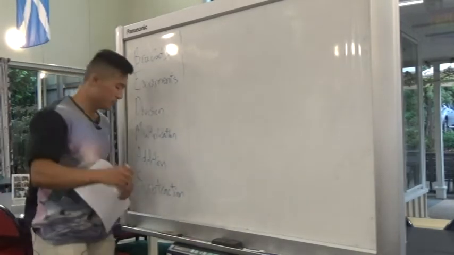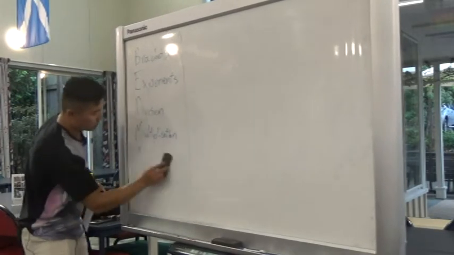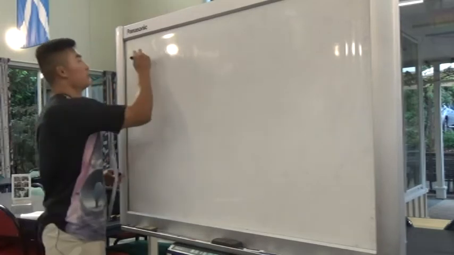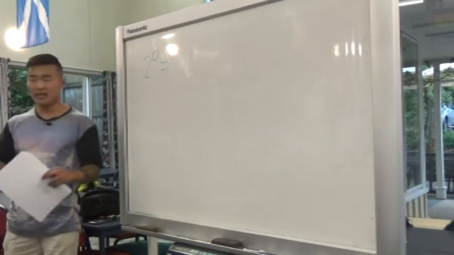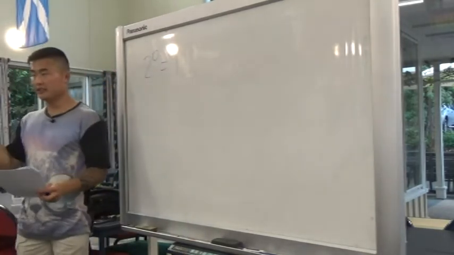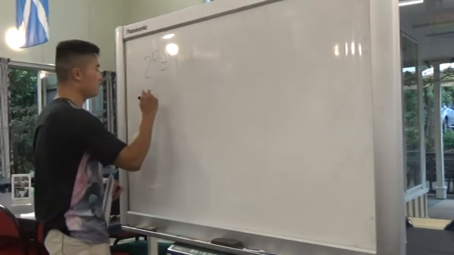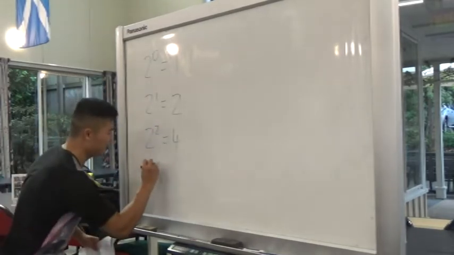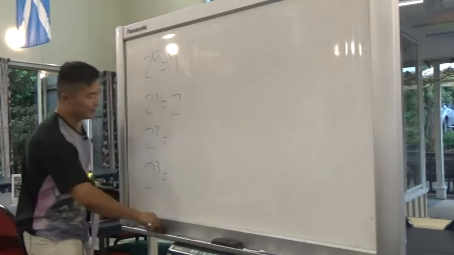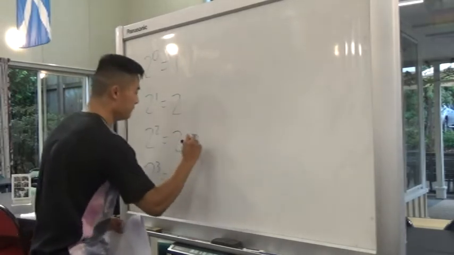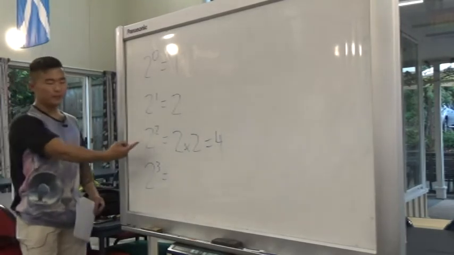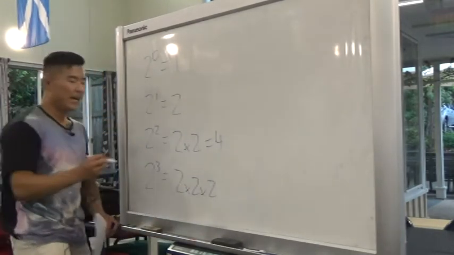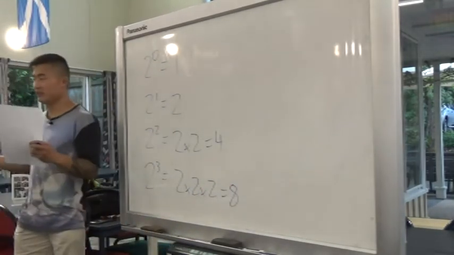So what's 2 to the power of 0? That's just 1, right? So anything to the power of 0 is just going to be 1. What's 2 to the power of 1? 2. 2 to the power of 2? 4. 2 to the power of 3? 8, right? So if I write that out, 2 to the power of 2 is the same thing as 2 times 2, which is 4. Or you can say 2 squared. 2 to the power of 3, you can say 2 cubed. So that's 2 times 2 times 2, which is 8. Okay, so that's pretty easy. I expect everyone should know that already.